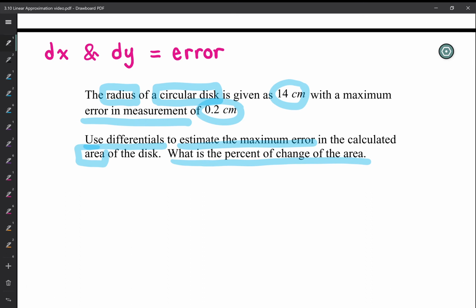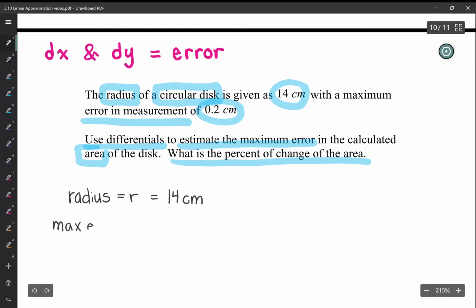Let's start by listing what we know. We know the radius, which we will call r, is equal to 14 centimeters, about, with some sort of maximum error of the measurement of the radius, which we call dr, so some maximum difference of 0.2 centimeters.